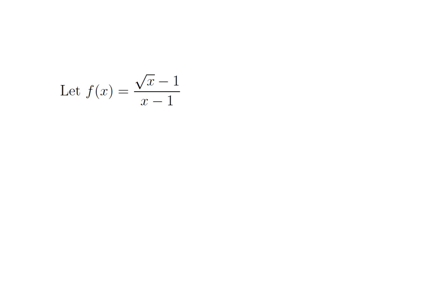Let f of x equals the square root of x minus 1 divided by x minus 1. That is the function that we're given. What is the limit of the square root of x minus 1 divided by x minus 1 as x approaches 1?